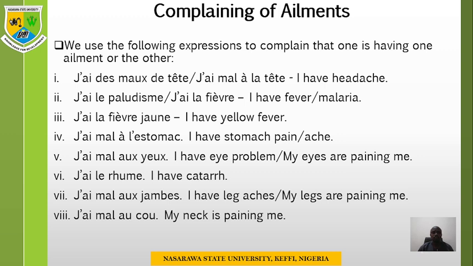J'ai le rhume. See the word, it is pronounced like the word room in English. J'ai le rhume. I have catarrh. J'ai mal aux jambes. I have leg aches or my legs are paining me. J'ai mal au cou. My neck is paining me.